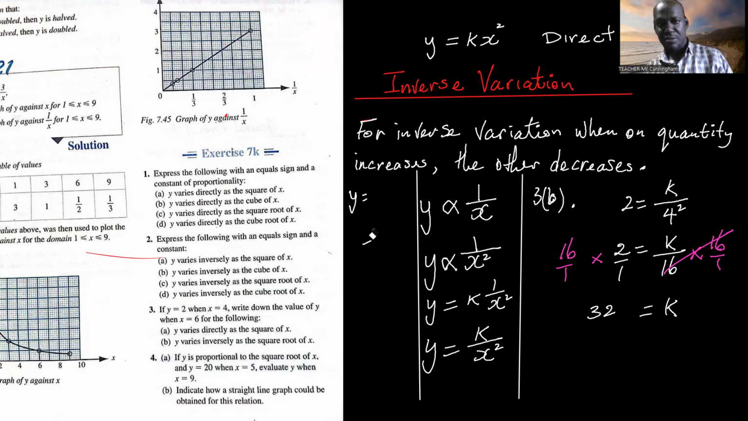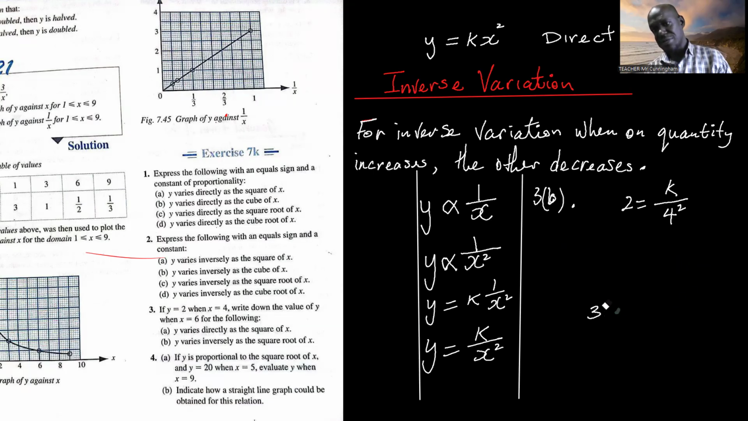3B. Y varies inversely as the square root of x. And what I have is squared, not square root. All right, thank you. So that was the error all the time, people, and nobody told me anything. So instead of square, it should be square root.